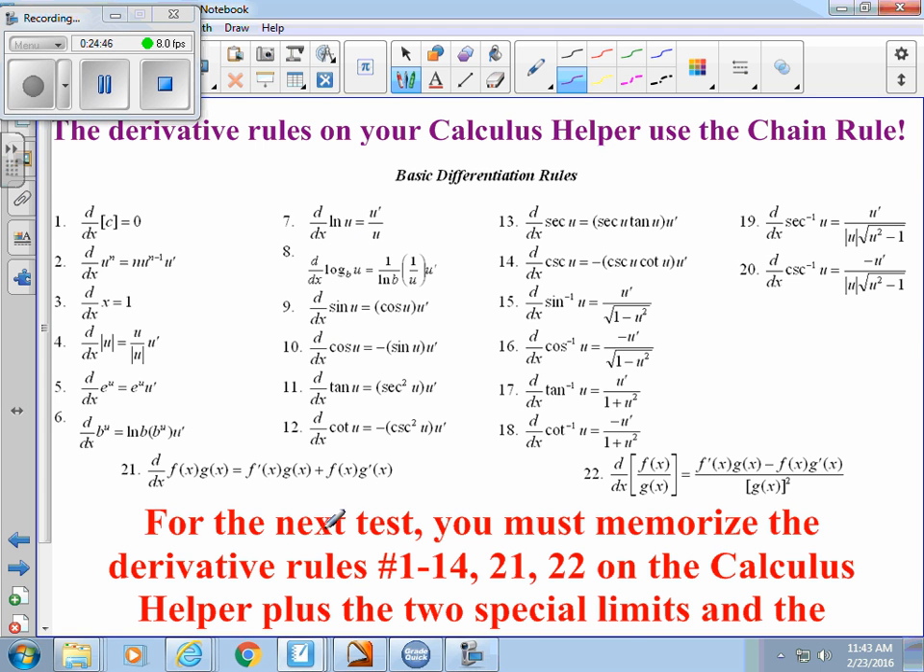For now, you must memorize 1 through 14, 21, and 22. What is 21 and 22? Product rule, quotient rule. And 1 through 14, look at them. Have you seen them all before?